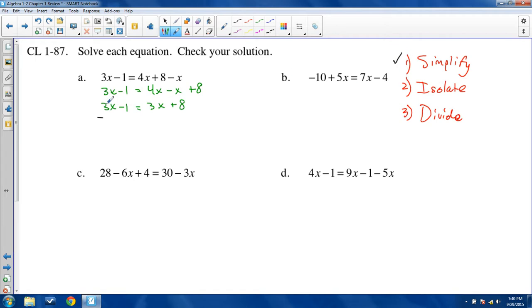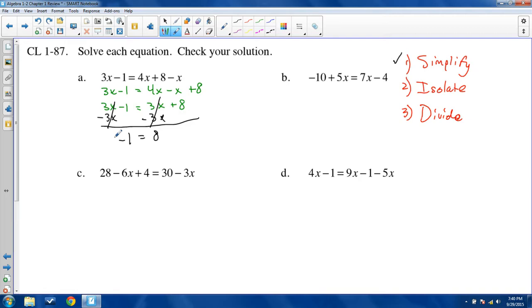Isolate. What happens now is I have x's on this side and x's on this side. And maybe this guy's saying, hey, get over here. So I subtract both sides by 3x. Now there's an issue. 3x minus 3x is 0. All that's left here is negative 1 on the left and 8 on the right. And the statement now says negative 1 equals 8.